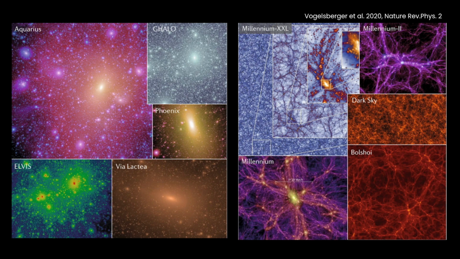The images on the right are simulations of much larger volumes, capturing millions, if not tens of millions of halos all evolving together. The biggest of these simulations cover a volume similar to that of the entire observable universe and help us understand this large-scale structure of the universe.